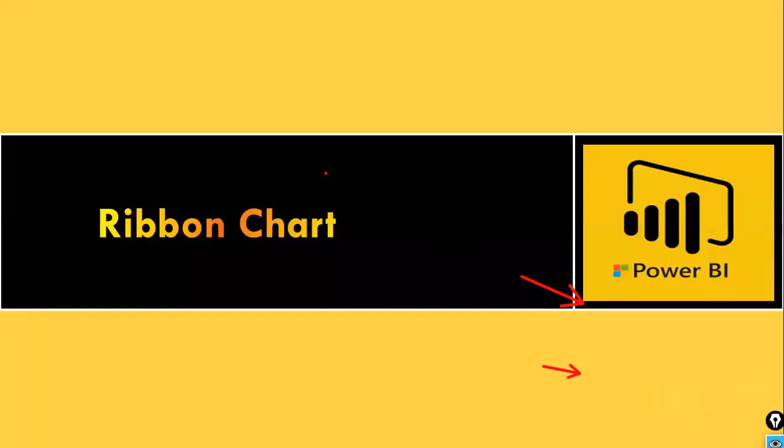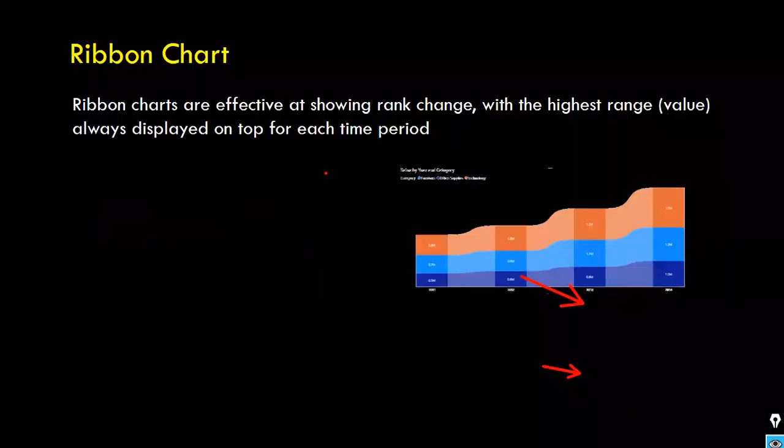Next, we will jump into exploring an interesting chart, the ribbon chart. In ribbon charts, you can quickly discover which category has the highest rank. In the case of a ribbon chart, you can see the rank, and also find the change in the rank. The highest ranked value is always displayed on top for each time period.